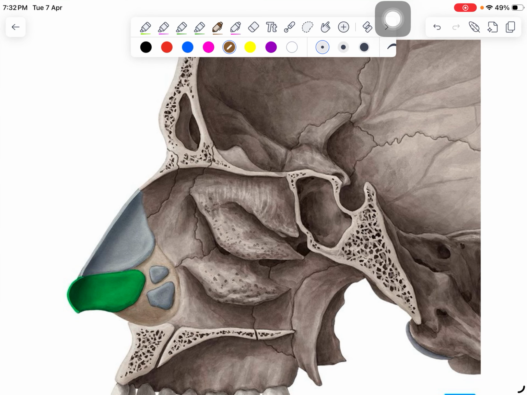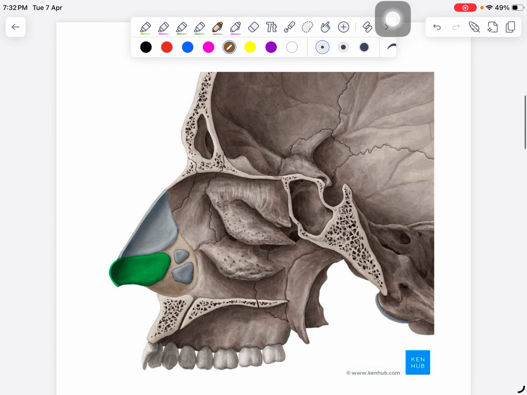Let's discuss unilateral and bilateral nasal obstruction causes. Before going to that, we have to know the different regions of the nose. This is called the vestibule, this is the nasal cavity proper, and this is the nasopharynx here.